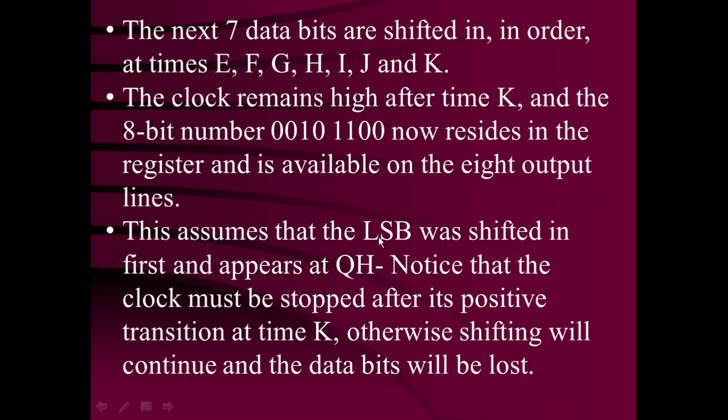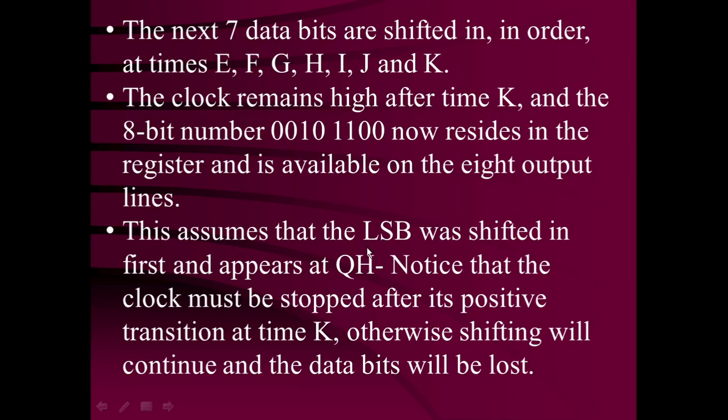This assumes that the LSB was shifted in first and will appear at the last block, QH. So the LSB 0, which was entered at time instant D, will appear at the last flip-flop output QH, and the MSB, which is entered lastly, will be available at the output of QA. Notice that the clock must be stopped after its positive transition at the time K, otherwise shifting will continue and data bits will be lost.